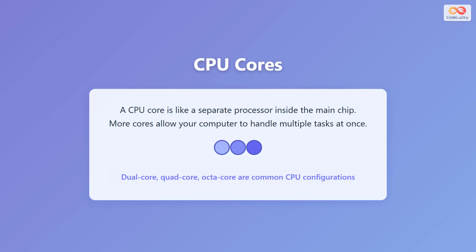A CPU core is essentially a separate processor built into the main chip. Think of it like having multiple workers instead of just one. More cores allow your computer to handle multiple tasks simultaneously. Common configurations include dual-core with 2 cores, quad-core with 4 cores, and octa-core with 8 cores.